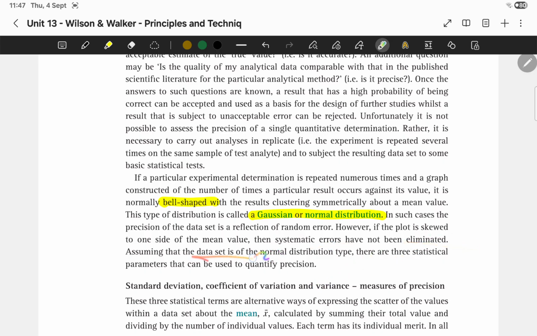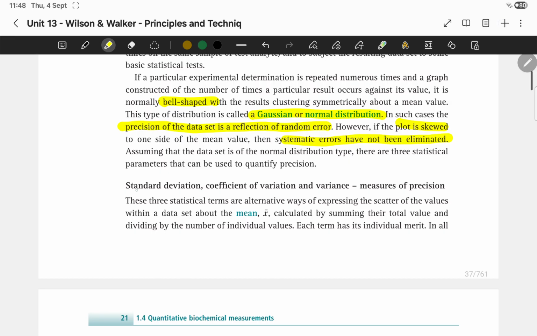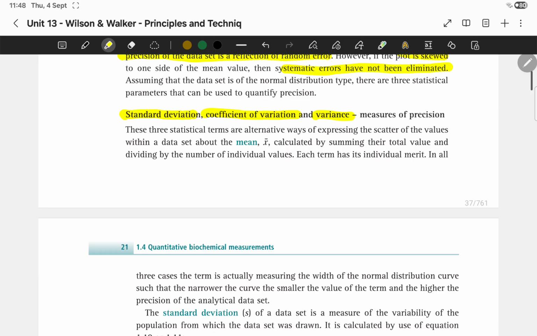Assuming that the data set is of normal distribution, there are three statistical parameters that can be used to quantify precision: standard deviation, coefficient of variation, and variance. These are measures of precision.